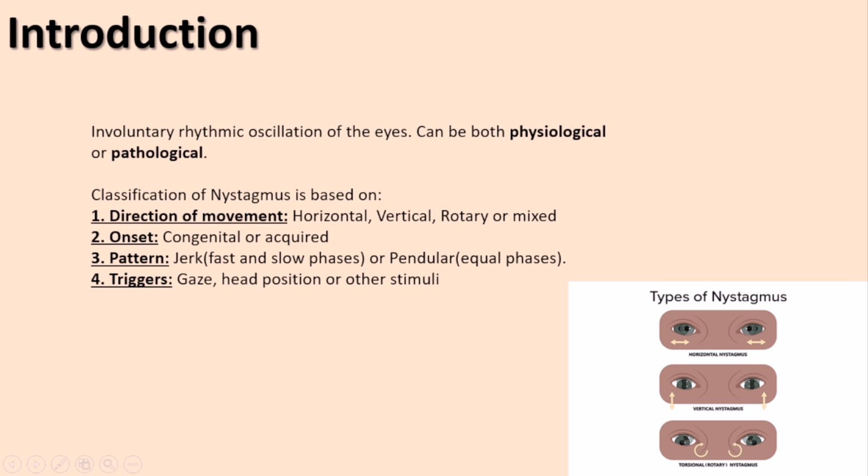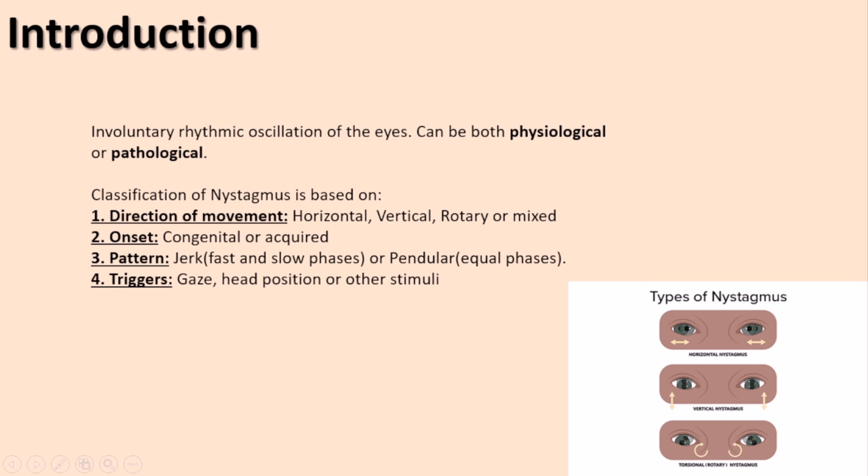The onset can be another basis for the classification. So we can have congenital or acquired nystagmus. Pattern is another way to classify nystagmus. We can have jerky with fast and slow phases, or pendular with equal phases of nystagmus. Another basis for classification is trigger, which can be gaze, head position, or other stimuli.